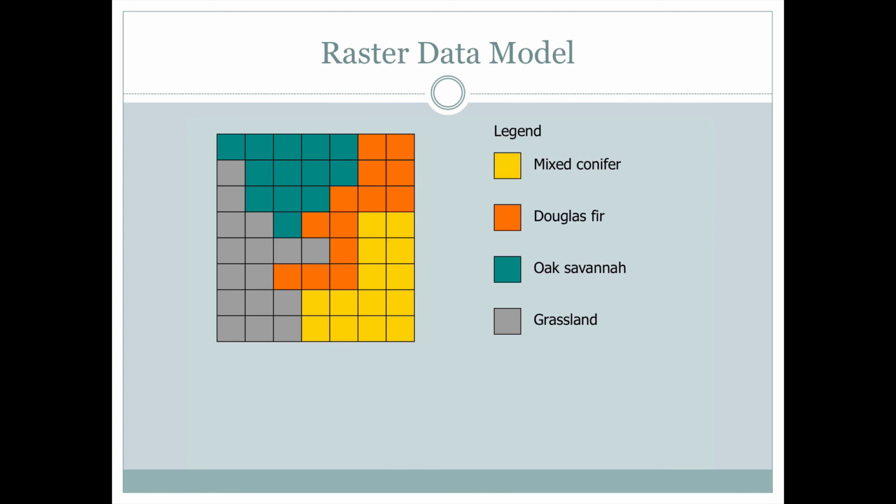And then as we start putting all those pixels together into a bigger grid, we can start seeing some patterns. In this case, it's a land use map, which is showing where different types of land covers are, such as grasslands and Douglas fir trees.